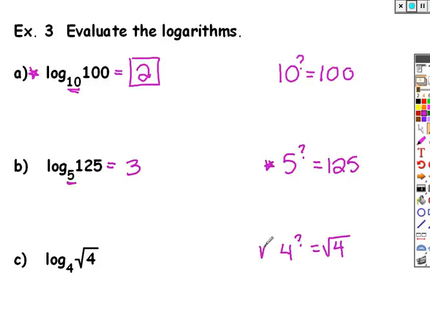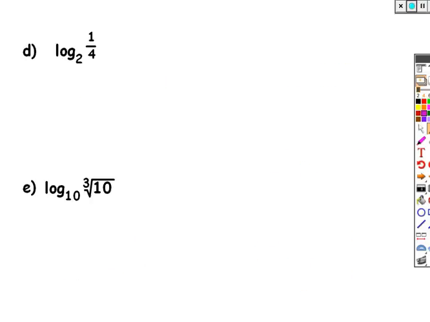Last one, 4 to what power would give me the square root of 4? So I want to know what's the exponent on 4 that would give me the square root of 4. Well, recall that the square root of 4 is like 4 to the 1/2 power. So that exponent on 4 would have to be a half. 4 to the 1/2 power would equal the square root of 4. A couple more that we can look at, so maybe pause the video, see how you can do with these.